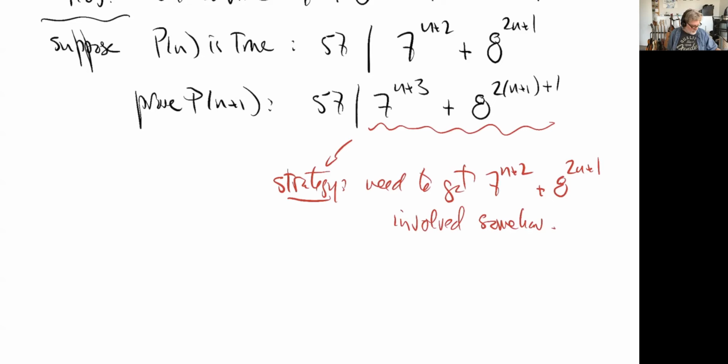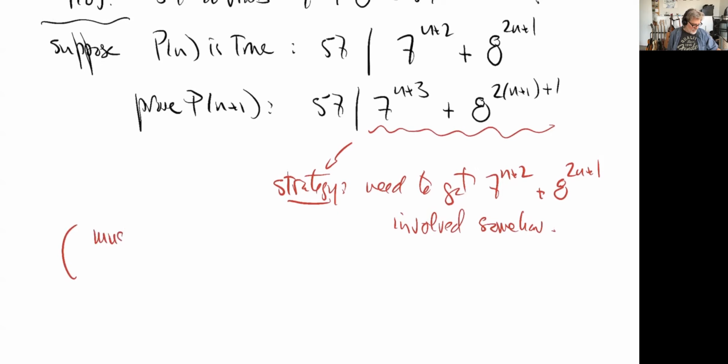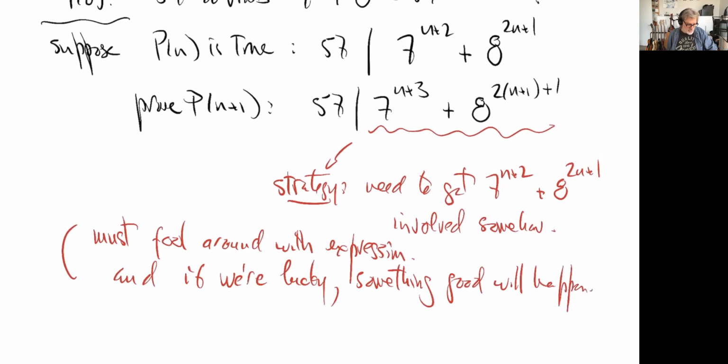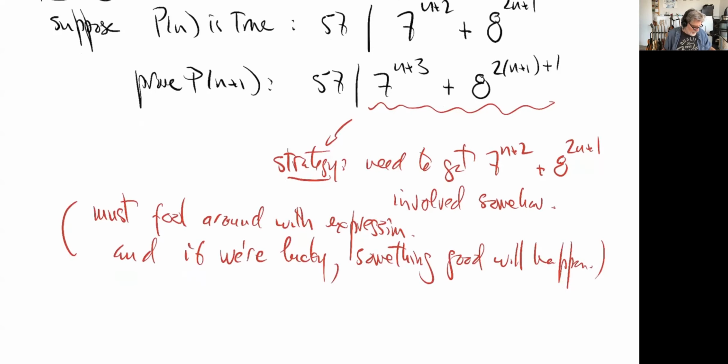So this is the part where you must fool around with the expression, and if we're lucky, something good will happen. I mean, that's basically it, right? So there are a couple of things. There's a couple of ways of actually making this work, maybe more, but I'm going to show you one of them.